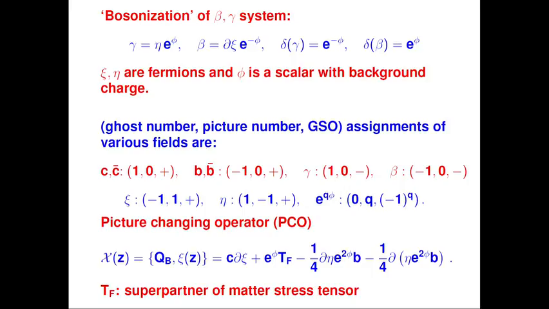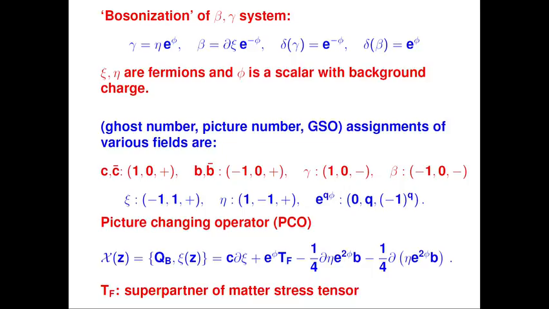So, once we have bosonized the ghost system in this way, we generate a new quantum number which is called a picture number. So, we have altogether 3 quantum numbers which are of relevance: the ghost number we are already familiar with from the bosonic string theory, the picture number which arises after this bosonization, and the GSO quantum number, which is a multiplicative quantum number, depending on whether a given field is odd or even under GSO.